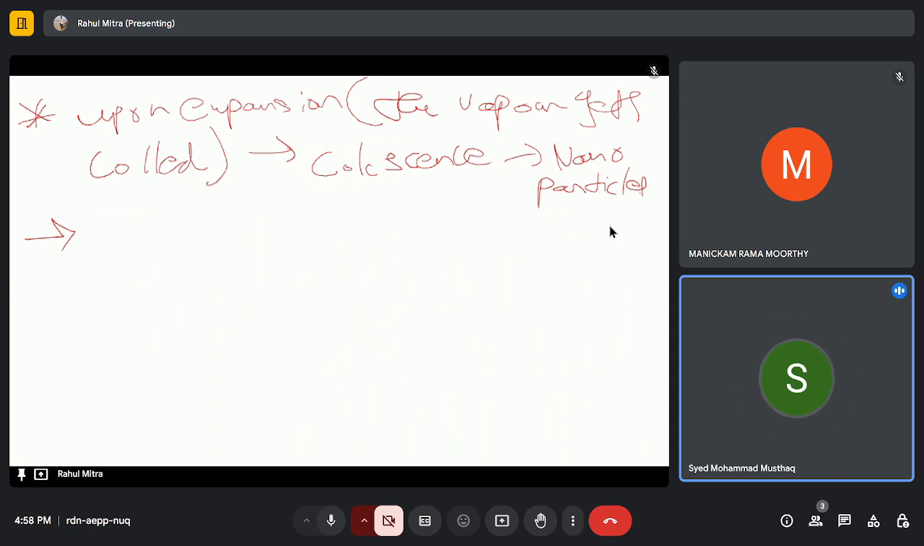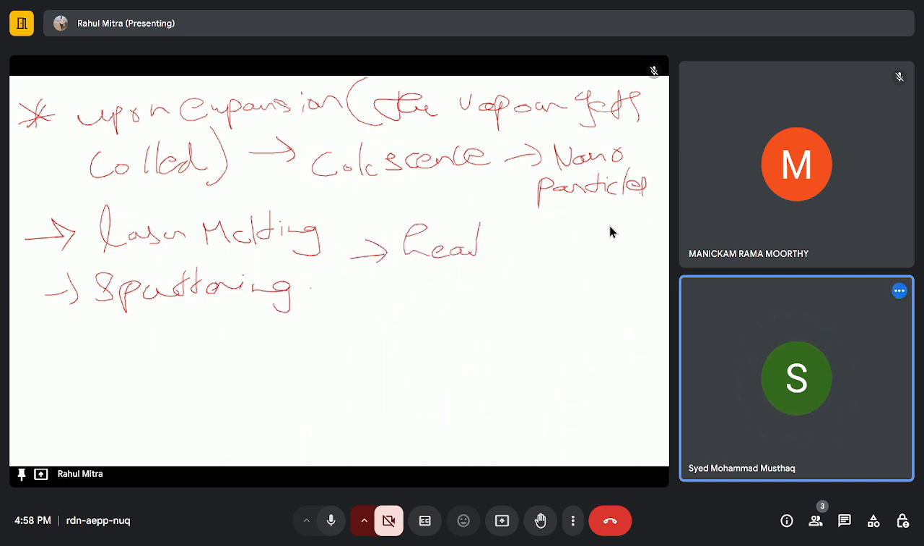Any type of heating source can be used, as I have said before. We have laser melting of the surface, we have the sputtering type, where we bombard the surface to eject the atoms, and the conventional one, which is the heating of the material to reach the vapor phase.